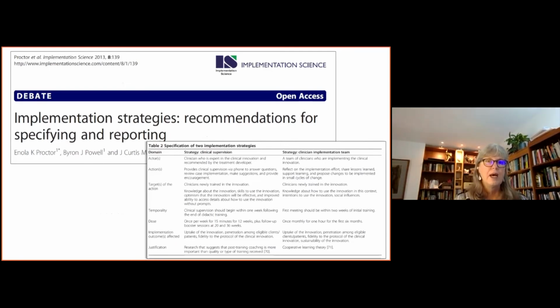This is a high level approach, and it's very much aligned with the implementation mapping that I pointed out earlier. But basically, for each of the strategies, we want to know what are the actions, the actors, who are the targets of each of the strategies, when do we apply them, and what dose, what are the expected outcomes, and our justification for that. So basically, what is our theory of change, and why do we think that's a good theory?